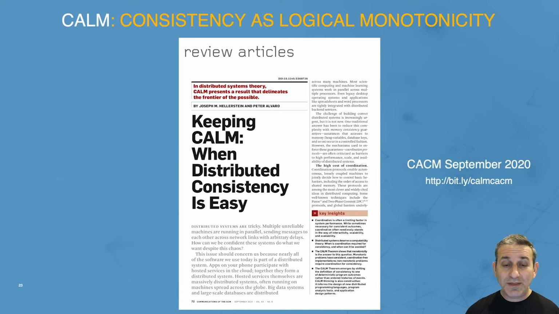So in this month's CACM, September 2020, we have an article, myself and Peter Alvaro, where we go through the Calm theorem, give some of the roots, and explain the proof of the theorem in just enough detail that it can be understood by a typical computer scientist. We also talk about how Calm thinking can affect the way we think about building distributed systems and perhaps the programming languages that we build for distributed programming.